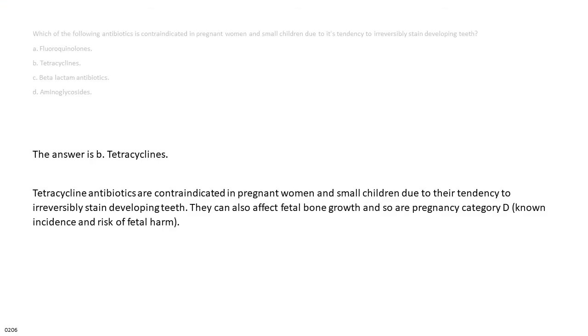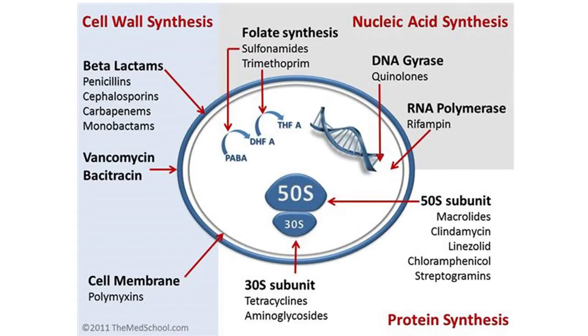The answer is B. Tetracyclines. Tetracycline antibiotics are contraindicated in pregnant women and small children due to their tendency to irreversibly stain developing teeth. They can also affect fetal bone growth and so are pregnancy category D, known incidence and risk of fetal harm.